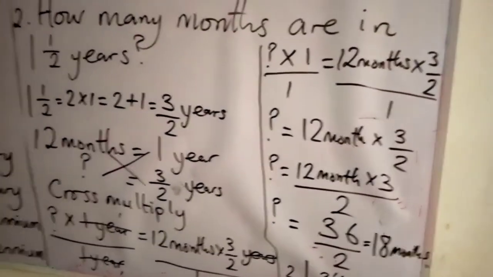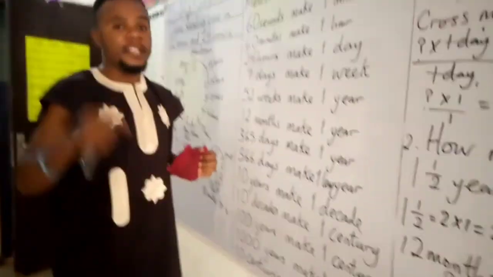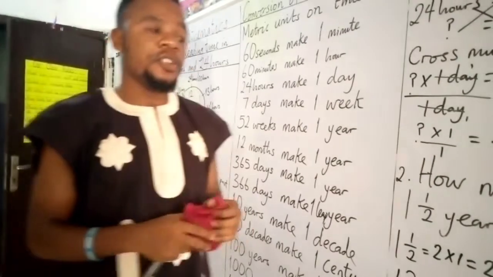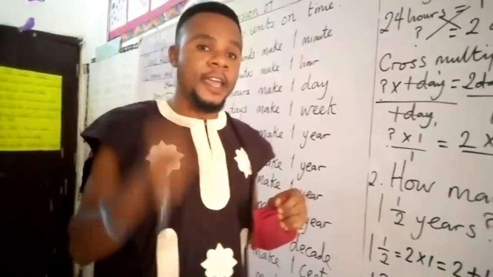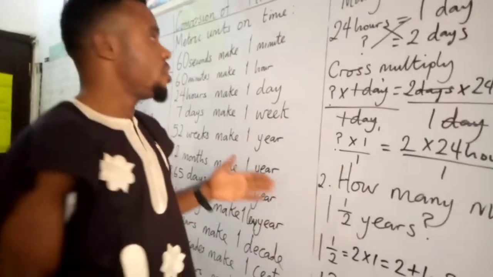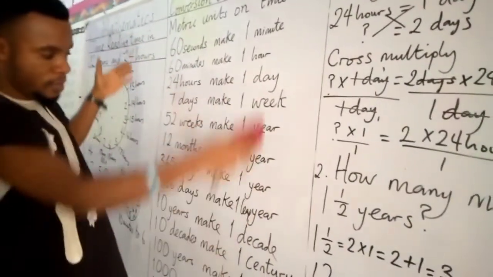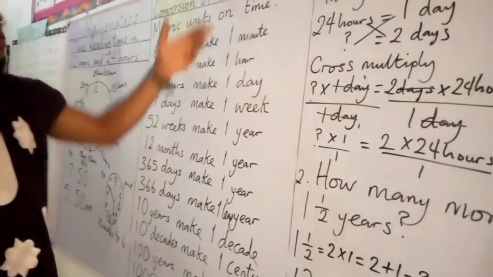So with this, I believe that you can tell the time in 24 hours and in 12 hours, and you can tell when it's PM and AM in your 24 hours. You can also go through your conversion, and you can also recite your metric units of time.